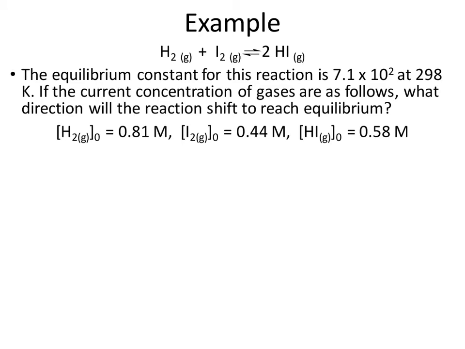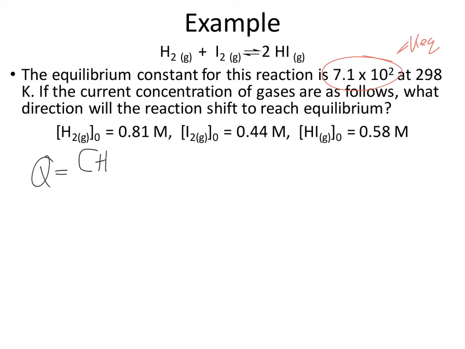Here we have hydrogen reacting with iodine to produce hydrogen iodide, and in this case we are given our equilibrium constant. This is 7.1 times 10 to the 2. This is our value for K equilibrium for this reaction at 298 Kelvin. If the current concentrations of gases are as follows, what direction will the reaction shift to reach equilibrium? Our K equilibrium expression is going to be the same as our Q, our reaction quotient expression. It's going to be the concentration of our products raised to the power of their balanced coefficients divided by the concentration of our reactants raised to the exponent of their balanced coefficients.